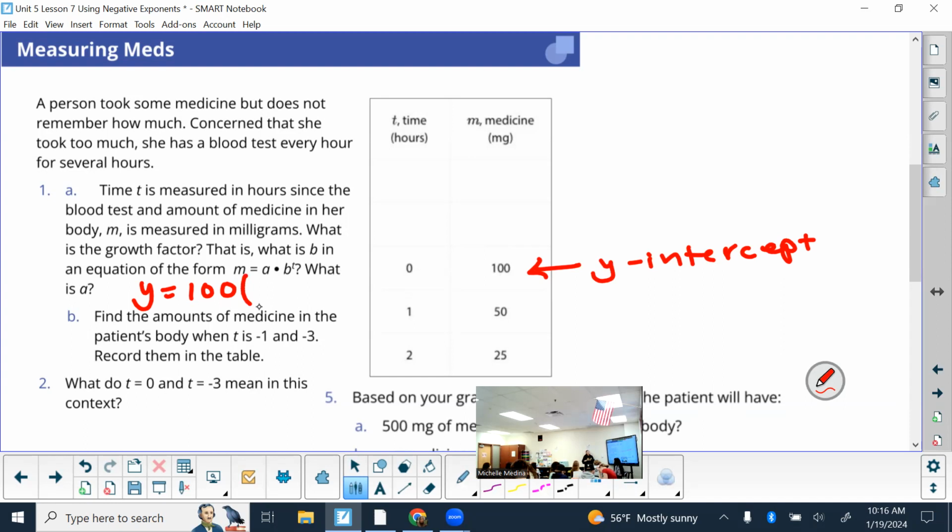Now my growth factor, so what would I have to multiply each time to get to the next number? Table 5, what do you get for that one? 0.5. Anyone disagree with that? And let's see if that's true. What's 0.5 times 100?